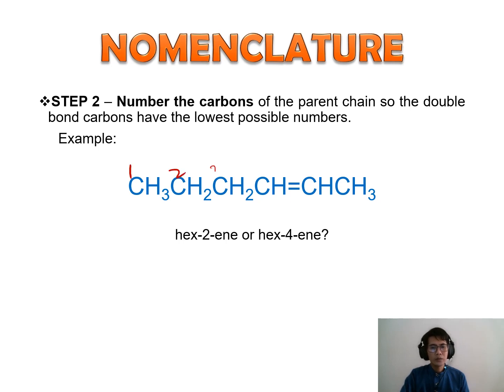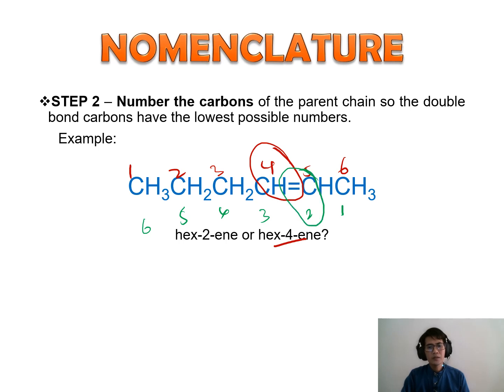1, 2, 3, 4, 5, 6. So the double bond is at the carbon number 4. So this one will be hex-4-ene. But if we numbered from right to the left, 1, 2, 3, 4, 5, 6. Okay, the double bond is at the carbon number 2. So this one will be hex-2-ene. So which one is correct? Okay, dia cakap kita nak the lowest possible number. So this one is the correct answer, hex-2-ene.